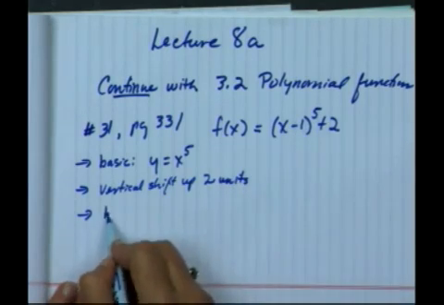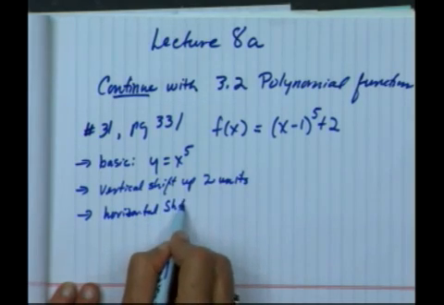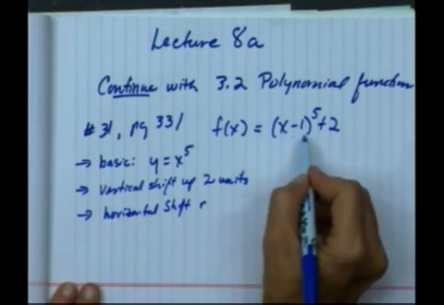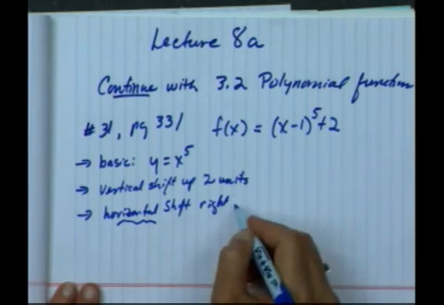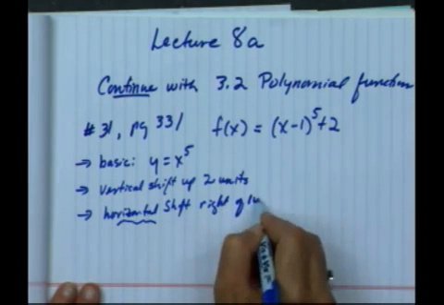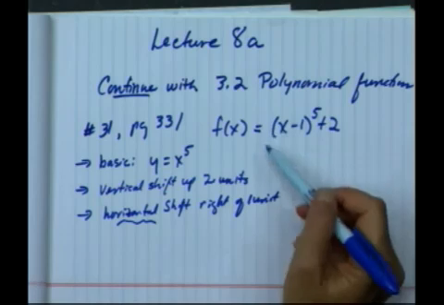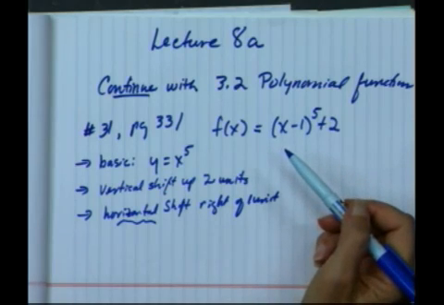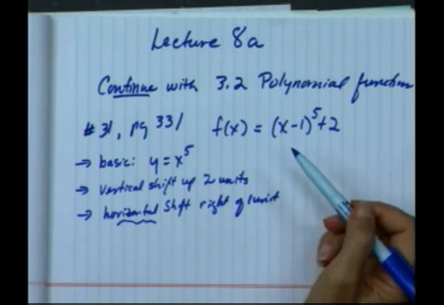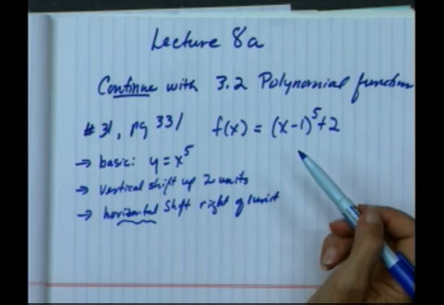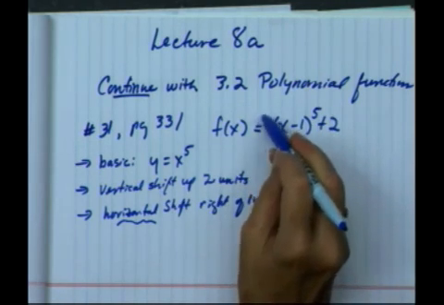Horizontal shift right. It's going to go right because it always looks opposite of what it is when you're working with the horizontal. Right of 1 unit. Okay? All right, what would need to be here if it was a vertical factor of 3? The 3 would have to go right in here.